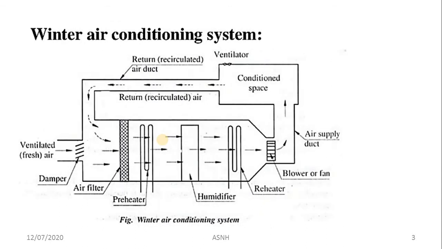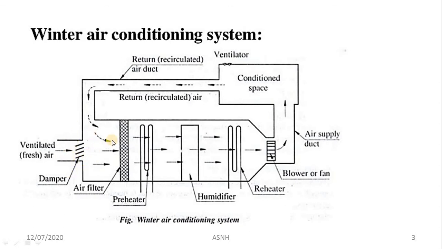Now students, the second most important type of air conditioning system is winter air conditioning. The purpose of winter air conditioning is to provide the heating effect in the winter season. This system is designed to produce the heating effect during winter. In western or European countries, the winter air conditioning system is mostly used. There are various components of winter air conditioning, and some are the same as those of the summer air conditioning system.